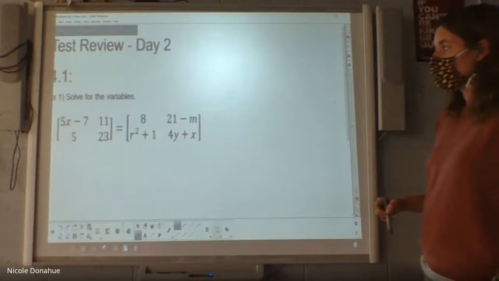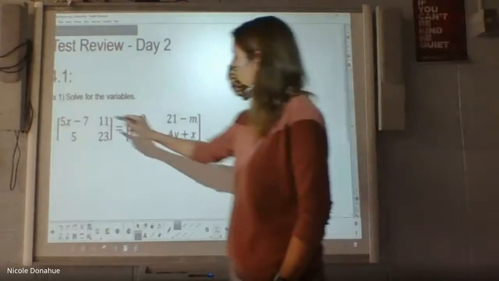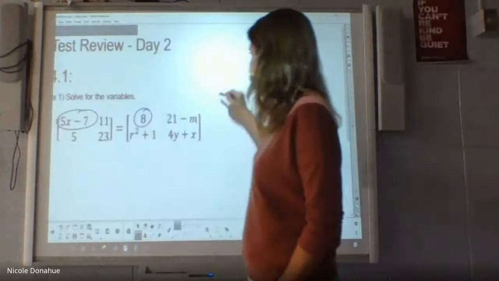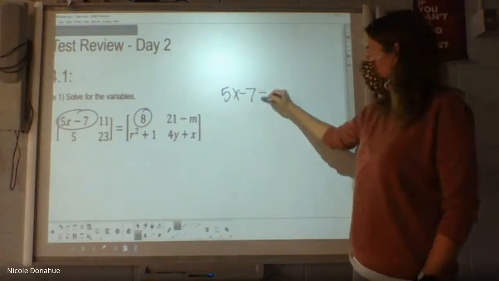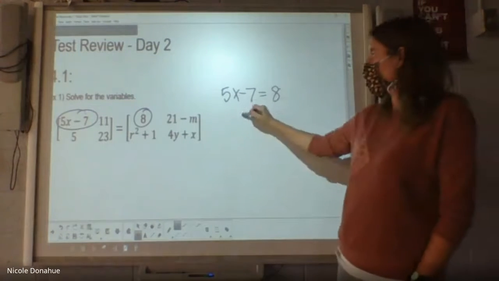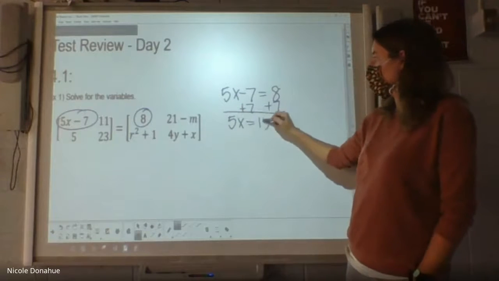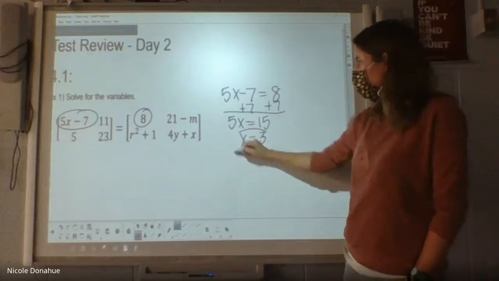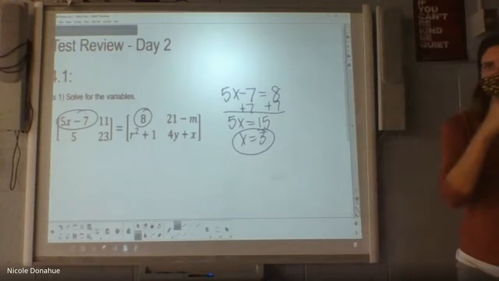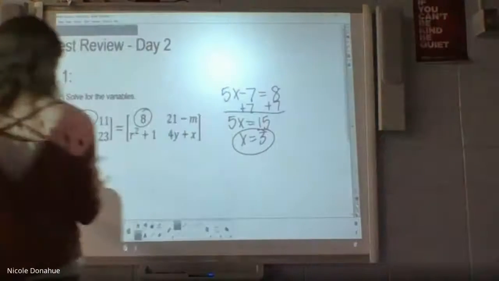Make them all equal to each other, like 5x times 7, 8. So that allows us to solve for x. So we find out x is 3, okay? So he said them all equal to each other, very good.